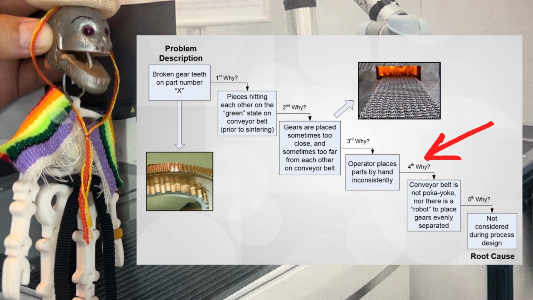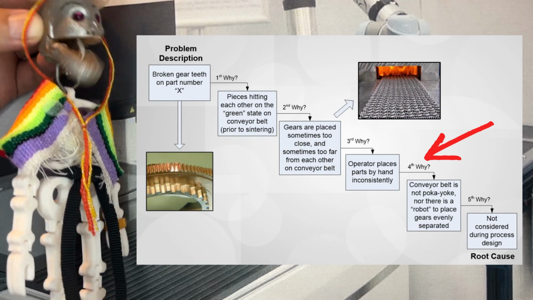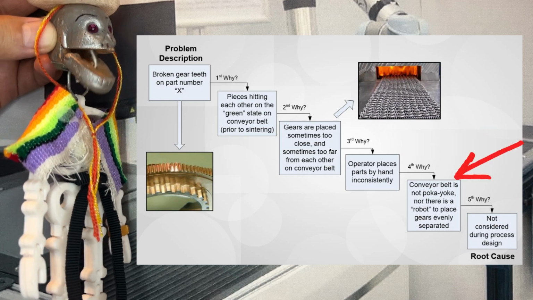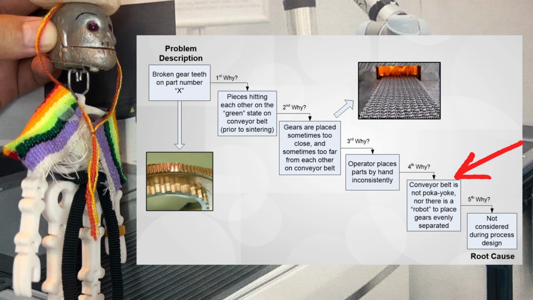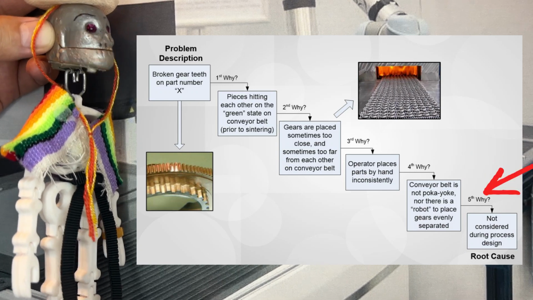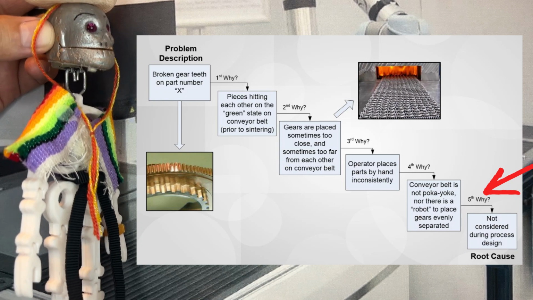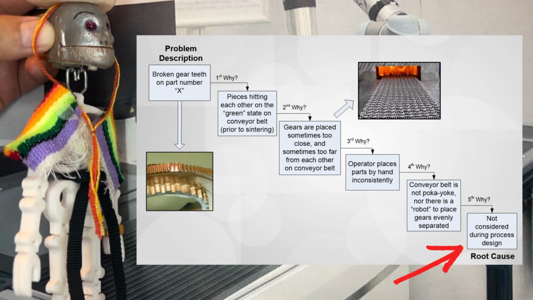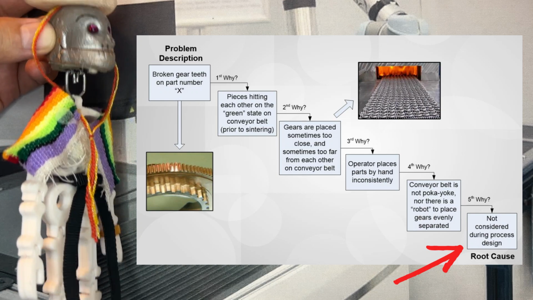That being said, our fourth why would be why the operator placed the gears inconsistently. And the answer will be because the belt is not poka-yoke or there is no robot in the process. And our 5Y will be why the conveyor is not poka-yoke and why there is no robot in place. And the answer is because neither of these options were considered during the design of the process.